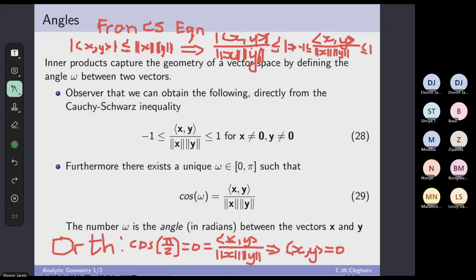All right. The inner product captures the geometry of a vector space by defining the angle between two vectors as well. Observe that we can obtain the following directly from the Cauchy-Schwarz inequality. I've written it at the top here to remind you. From the Cauchy-Schwarz inequality, we have the fact that this is true. Then we're just going to divide both sides by the norm of X and the norm of Y.